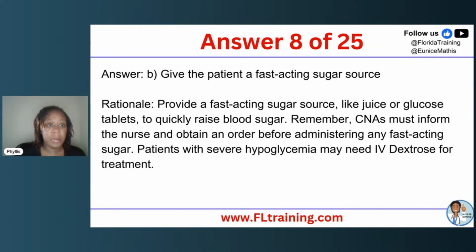If you chose B, you are absolutely correct. Give the patient a fast-acting sugar source. Provide a fast-acting sugar source like juice or glucose tablets to quickly raise blood sugar. Remember, CNAs must inform the nurse and obtain an order before administering any fast-acting sugar. A patient with severe hypoglycemia may need IV dextrose for treatment.